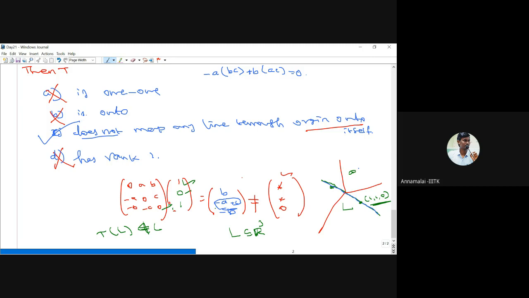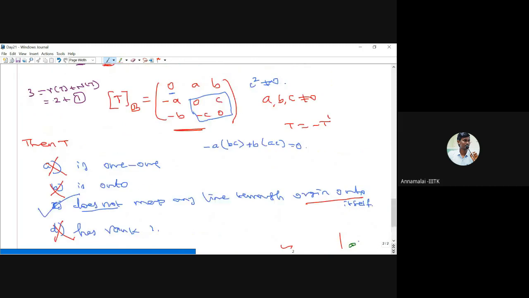Anyway, we can omit all the other options. Therefore, option C is the only option. We can choose it, but you should know why this answer is true. Because if you take any line passing through the origin, it does not map onto the same line; it maps somewhere else. Therefore, that is the answer. So any doubt, you just ask.